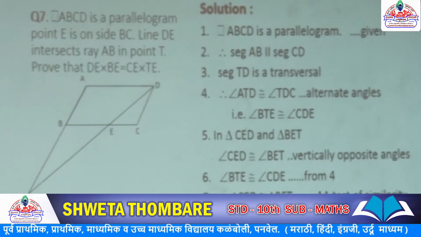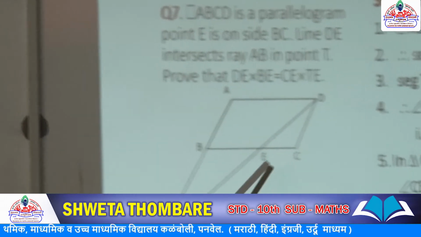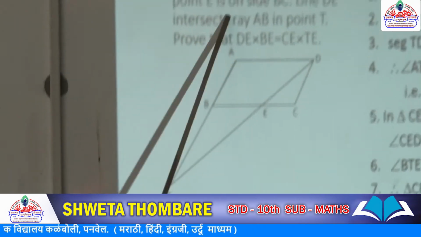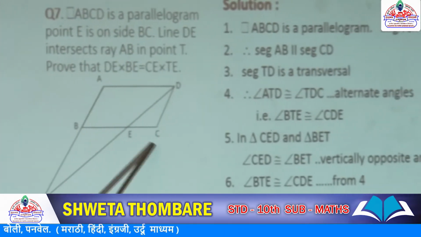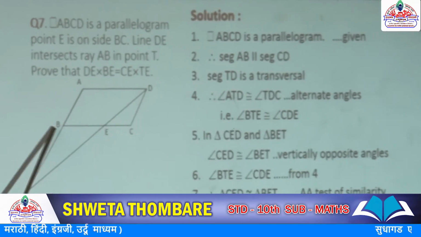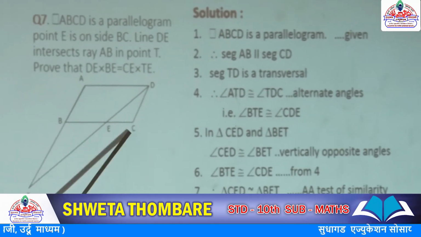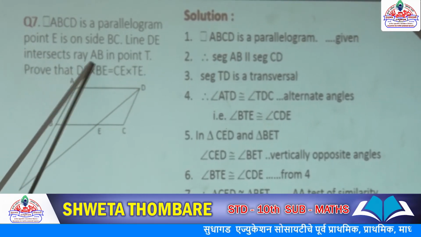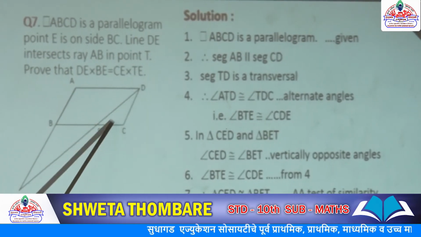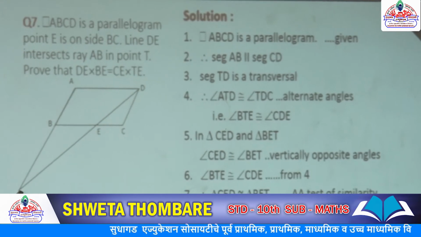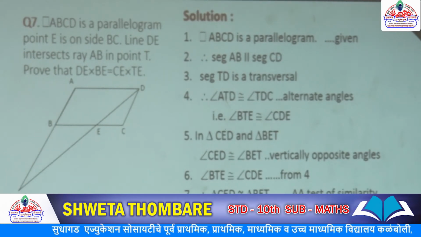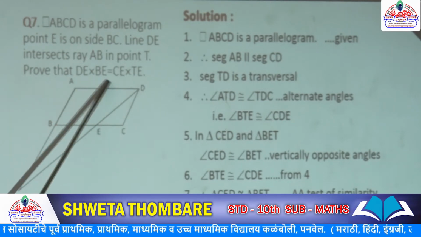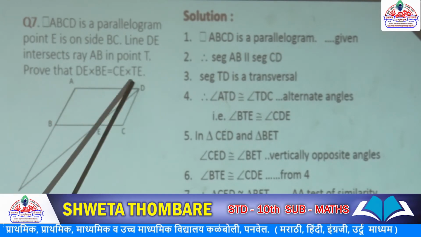Now see the figure carefully. Here quadrilateral ABCD is a parallelogram and point E is on side BC. See in the figure, point E is given on side BC. Line DE intersects ray AB. Line DE, if we extend this, intersects AB at point T, then we have to prove that DE into BE is equal to CE into TE.